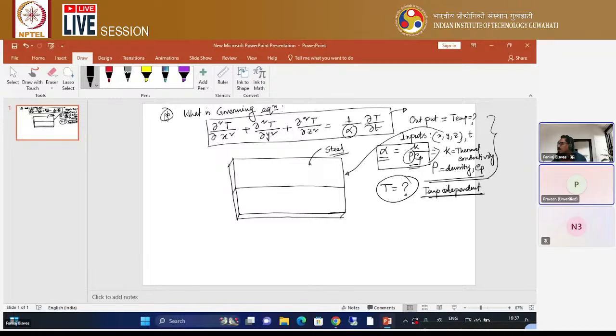This material property K, rho, Cp, all of them are a function of temperature. You should keep this in mind. Now, what happens in your analysis if you use constant properties of K, rho, and Cp? Your result will again not be reliable. It will give you results, but they will not be appropriate. These are the things you should keep in mind.